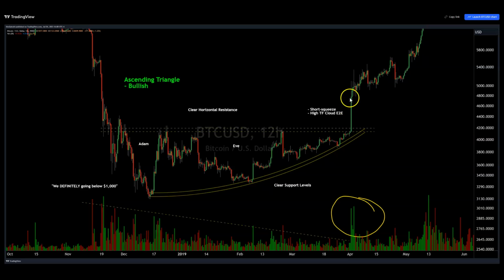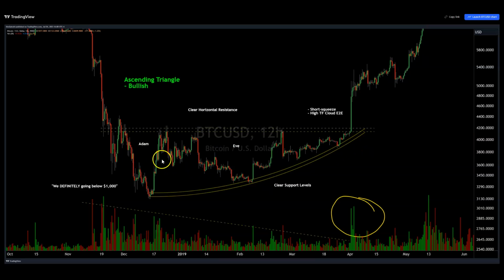But if you do that, you're late, right? This happened extremely quickly. So for me, I always like to start accumulating here. Even if I was long here and this broke down, I'm not panicking. As long as this high time frame support is intact, we're good to go.